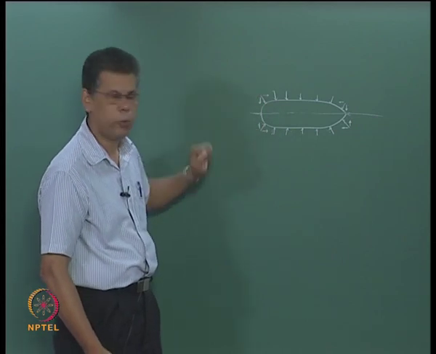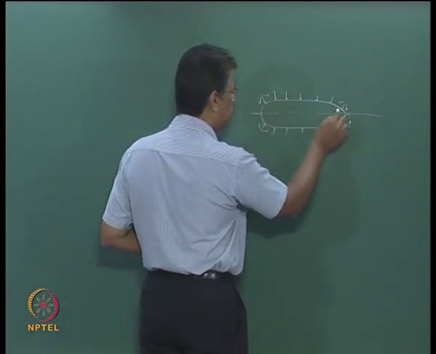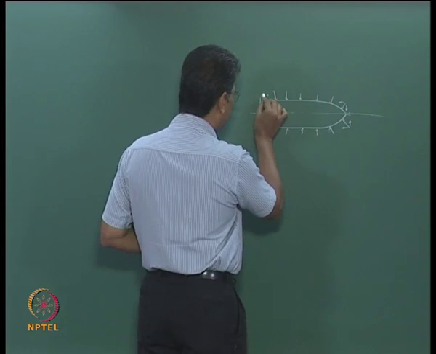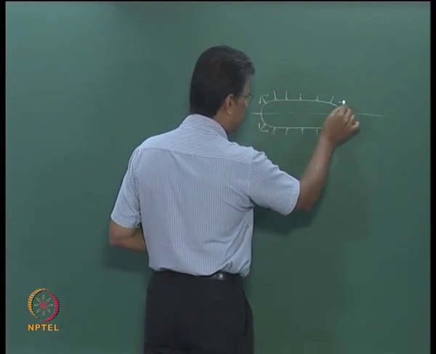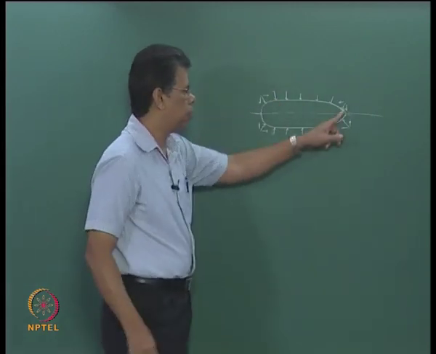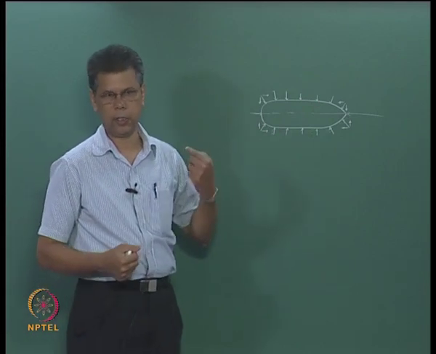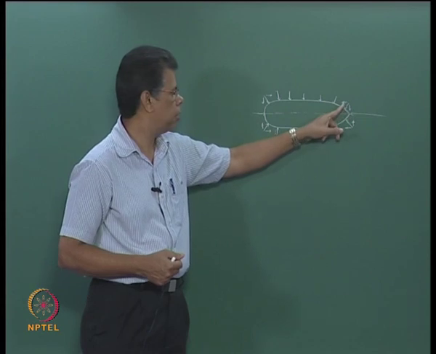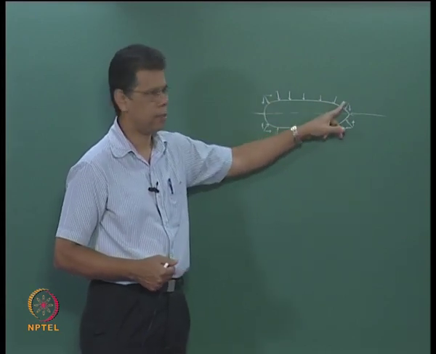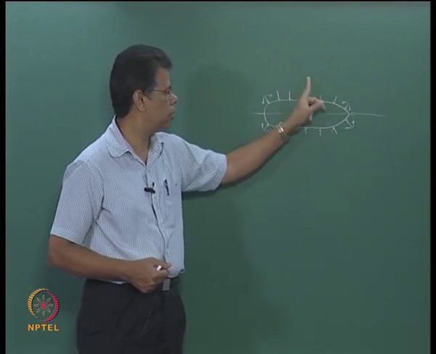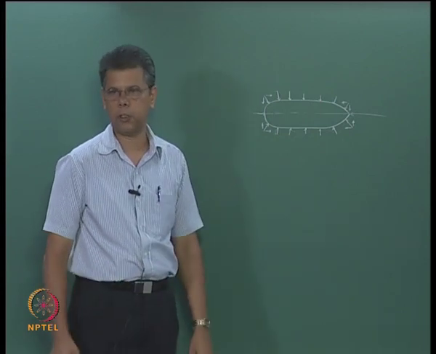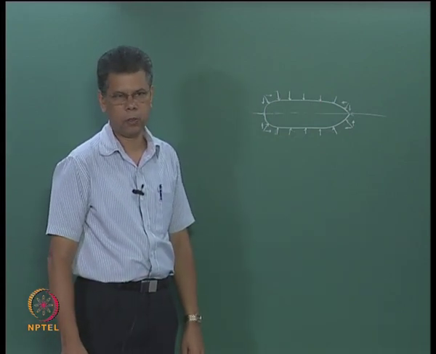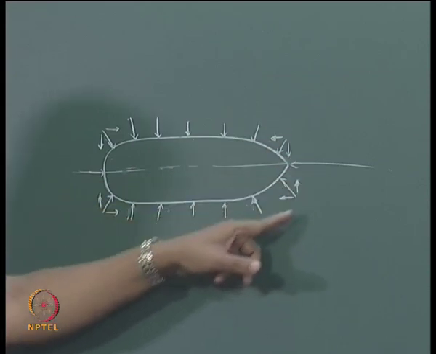Now, you consider a point here and a point here, you have a component in this direction, you have another component coming from this point in the opposing direction. These two components get cancelled each other, but these two components may not get cancelled each other, because it is not symmetric about this line.